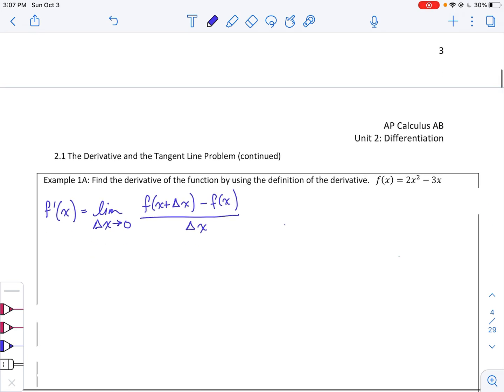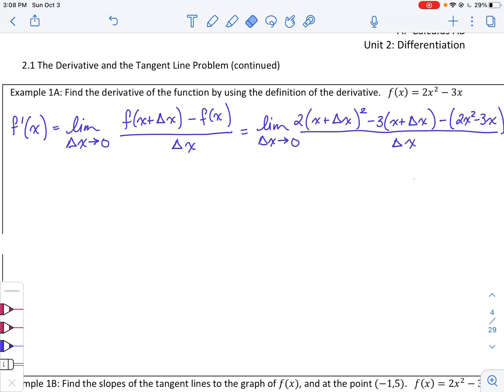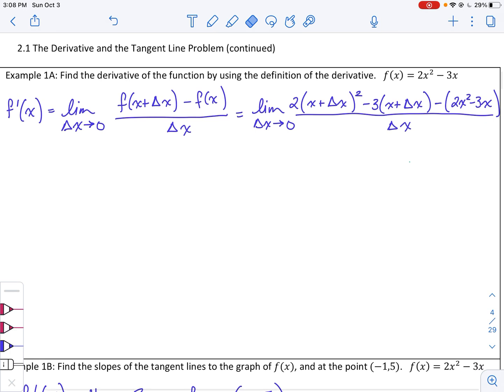Now let's get into an example. First, we're asked to find the derivative of the function by using the definition of the derivative. So we're finding f prime of x, which is equal to the limit as delta x approaches 0 of f of x plus delta x minus f of x over delta x. Now I would like you to pause the video, substitute in using our f of x function, and evaluate this limit. Come back to make sure that you've properly substituted in, and then you can continue. This is what you should have. Now algebraically simplify this to find the limit. Again, pause and then come back.